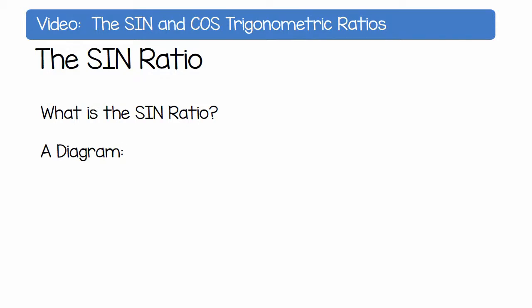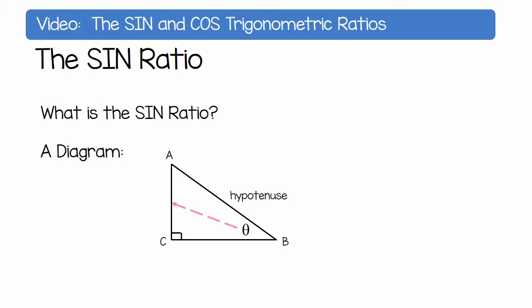What is the sine ratio? Here it is in diagram form. A right angle triangle labeled ACB, with C being the right angle, the hypotenuse, which is opposite the right angle, theta, our reference angle, and across from theta, the opposite side. The sine ratio is a comparison of the opposite side relative to the hypotenuse.